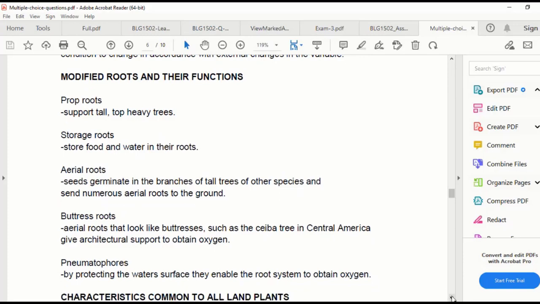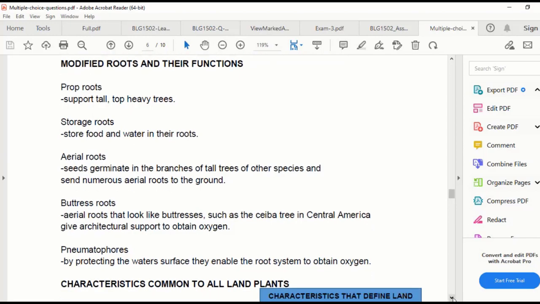So when you browse your study notes, you need to check the differences between these modified roots. And these are not the only ones. There are other ones as well, and you also have to describe their function, how they function, or how they help.